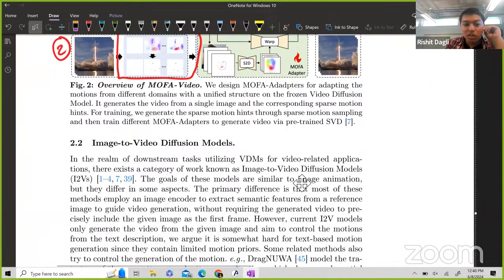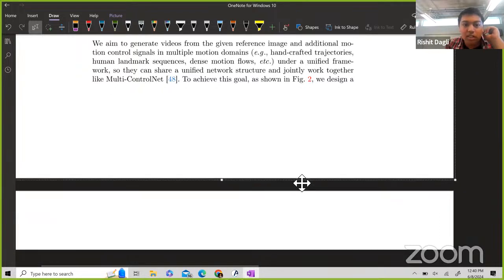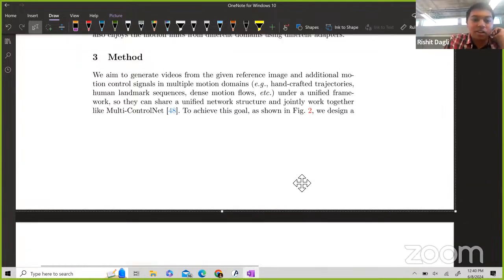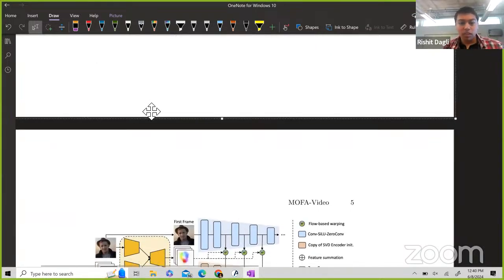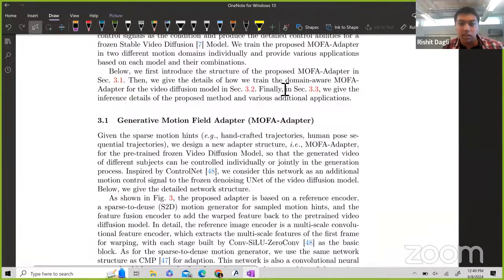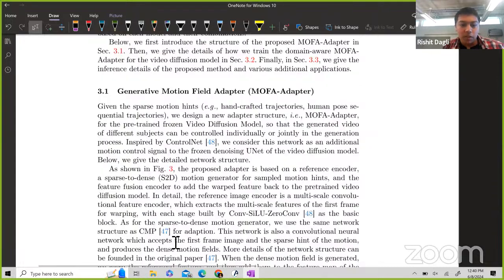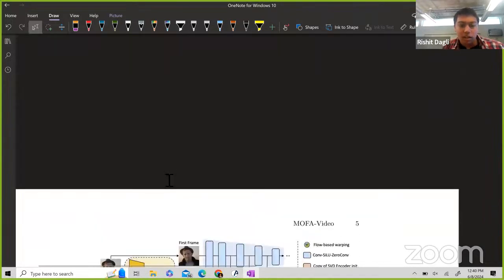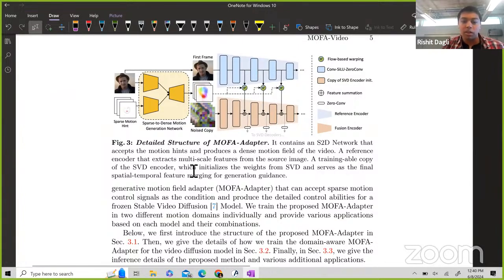So, yeah, maybe let's go over methods. I guess they also talk about ControlNet, which is nice because this does remind one of ControlNet quite a lot. So yeah, that's nice. They start by talking about the generative motion field adapter. So I guess this is an overview, and then they talk about how to train the model, and then they talk about inferencing the model. For this part, we can mainly take a look at this figure, which seems to be the main figure for how the entire model is built.